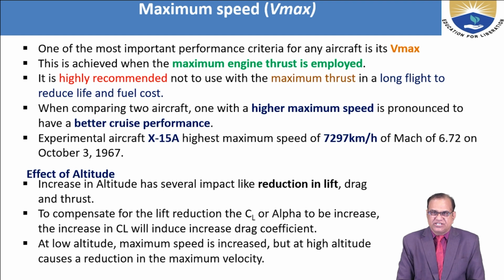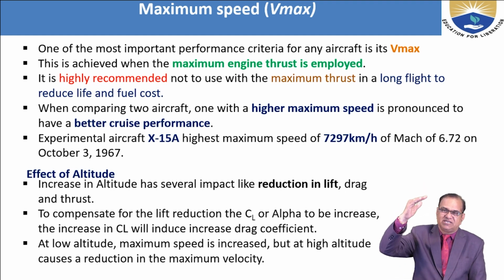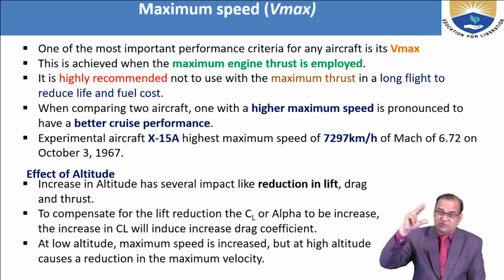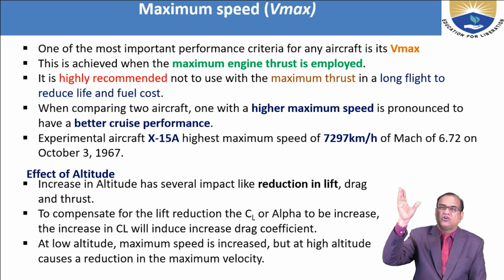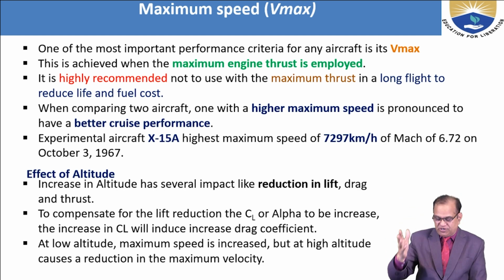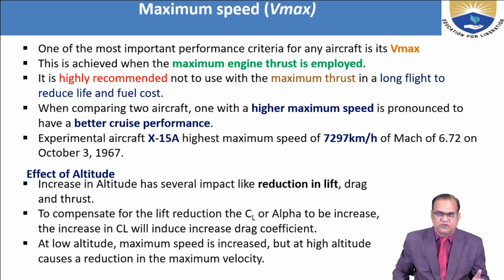At low altitude, maximum speed is increased, but high altitude causes a reduction in the maximum velocity. So if you are flying at 1 kilometer, your speed is 500, but for the same aircraft, same condition, if you go to 5 or 10 kilometers, your maximum speed will be 400. It will be reduced because your engine thrust will also be reduced.